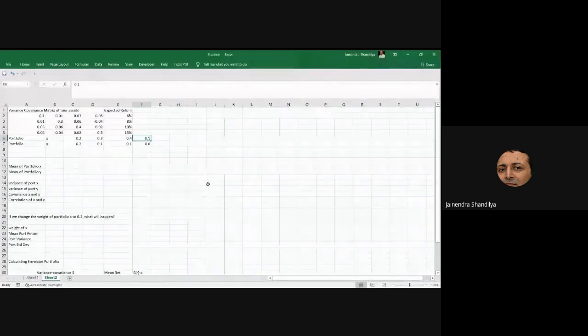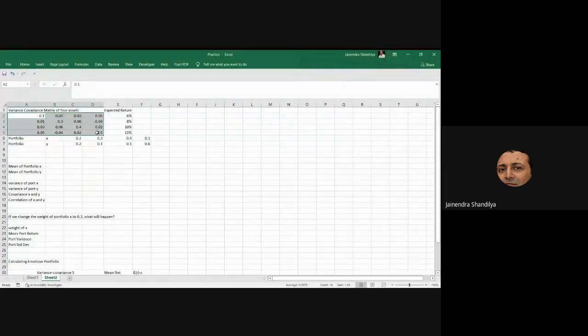So as you can see, we have this variance covariance matrix of four asset classes: 1, 2, 3, 4, or like A, B, C, D, whatever you want to call it. And in the column, we have the expected return, which is given here, like 6%, 8%, 10%, and 15%. So we have the variance covariance matrix given from A2 to D5, and then their expected return is given in column E.